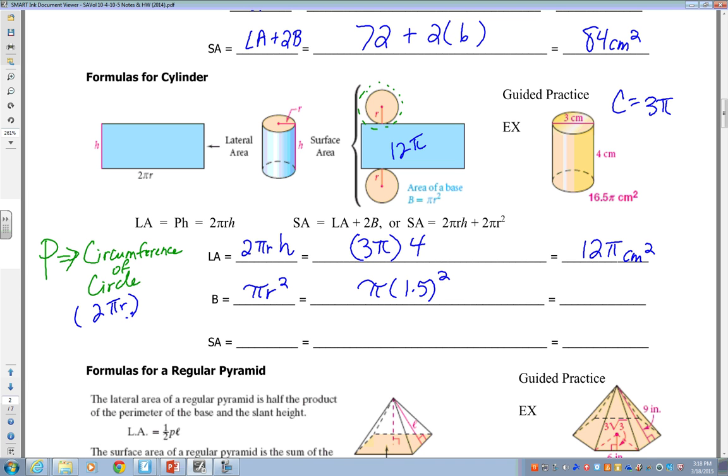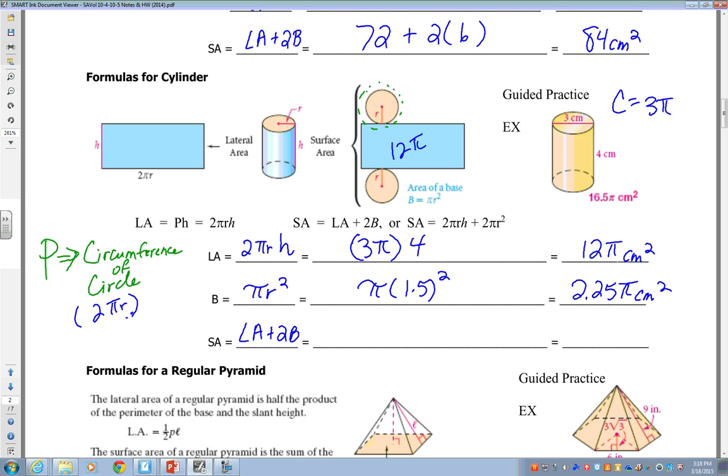That's the formula for the area of a circle, pi r squared, and that's the base. So this was 2.25 pi centimeters squared. Okay? Now, to do our total surface area, the SA, normally we would do what we did before. We take the lateral area plus the 2B.